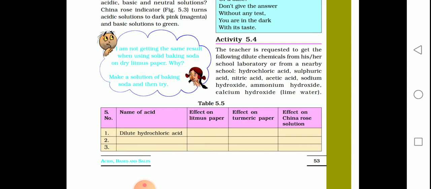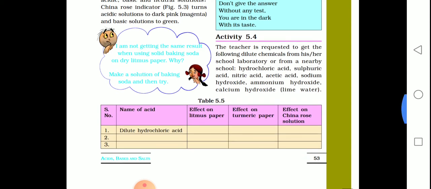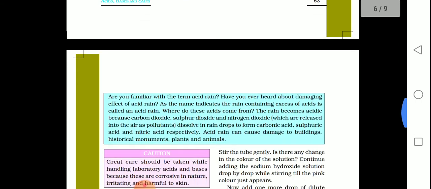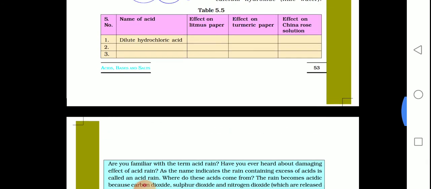So the teacher is requested to get the following dilute chemicals for his or her school laboratory: hydrochloric acid, sulfuric acid, nitric acid, acetic acid, sodium hydroxide, ammonium hydroxide, calcium hydroxide. These are all strong solutions. So the dilute hydrochloric acid can be used.